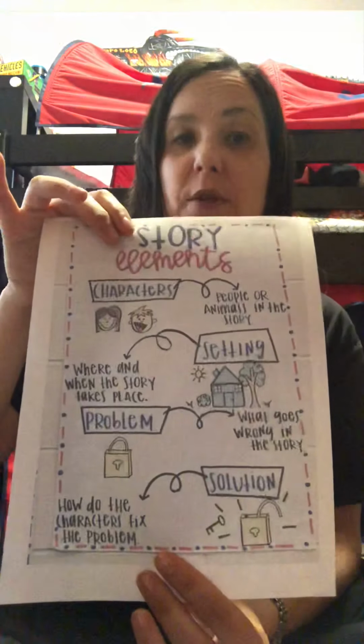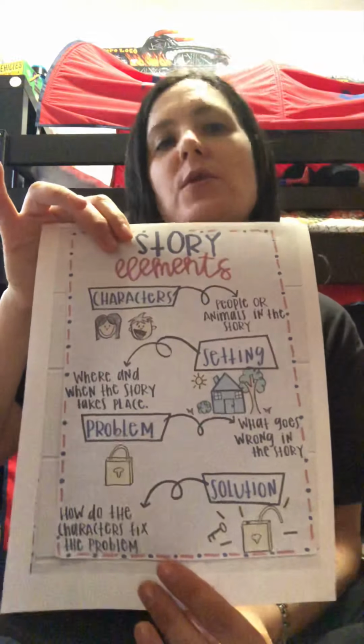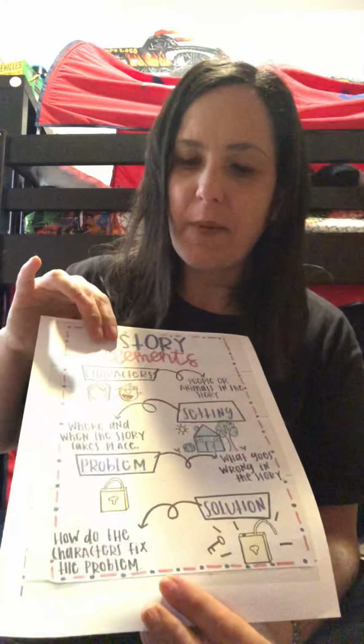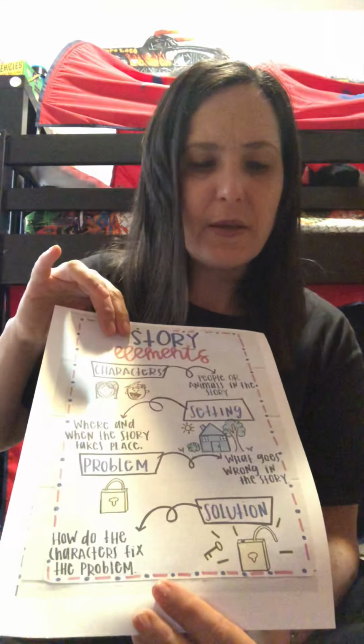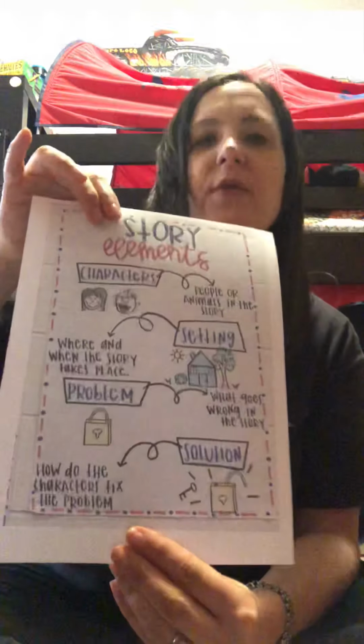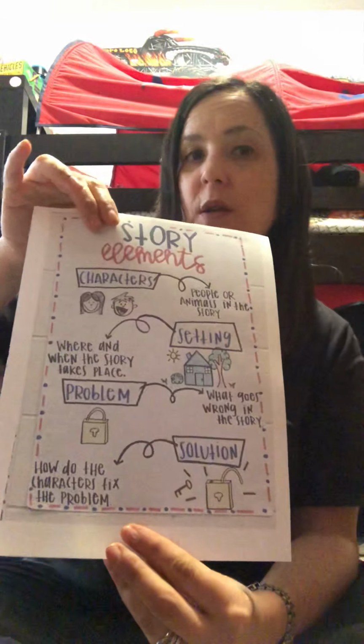So the characters are the people or animals in the story. The setting is where the story takes place. The problem is what happens and goes wrong in the story, and the solution is how they fix it. So I want to teach you that in every book we read, we're going to be able to identify the character, setting, problem, and solution in the fiction books that we read.